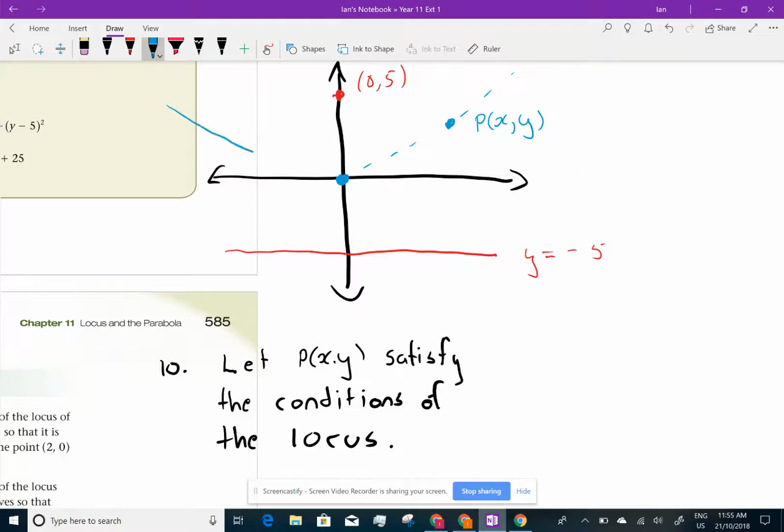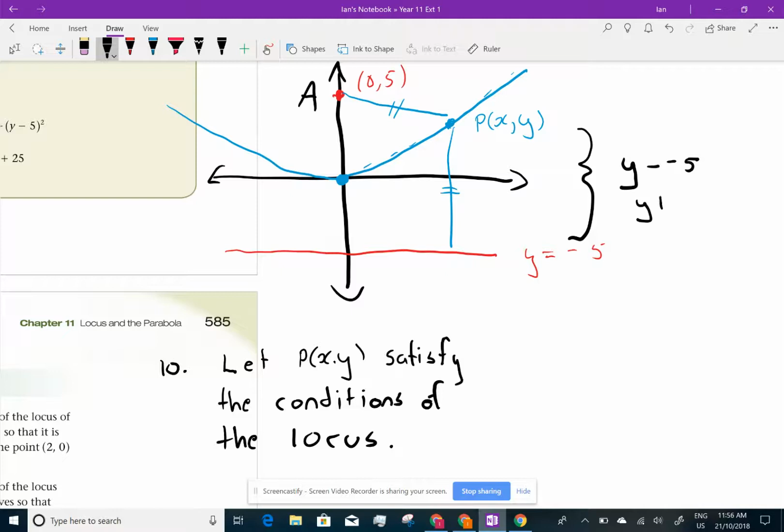And we're lucky because we already know that it's going to be a parabola. This distance has got to equal this distance. They've got to be the same. Finding the distance from P to that point, which I'm going to label A, so finding the distance PA is pretty easy. I'm just going to use my distance formula. But finding the distance between P and the line y equals minus 5 presents us with a little bit of a problem. I could use a perpendicular distance formula, but it's pretty obvious that because y equals minus 5 is a horizontal line, the distance is just the subtraction of the y values. So that distance is just y minus minus 5, which is y plus 5.